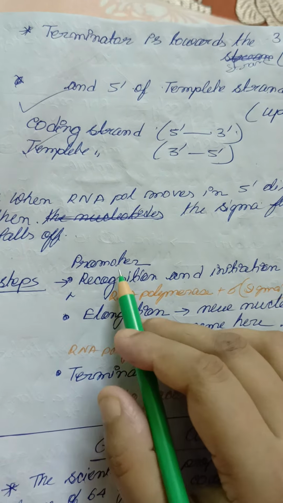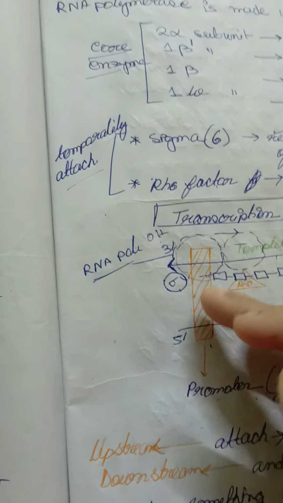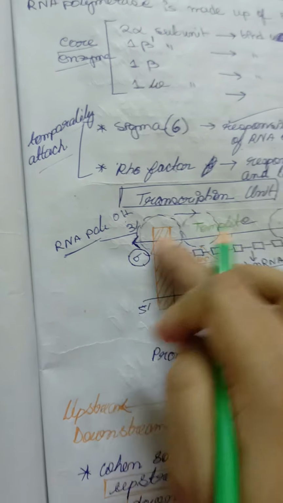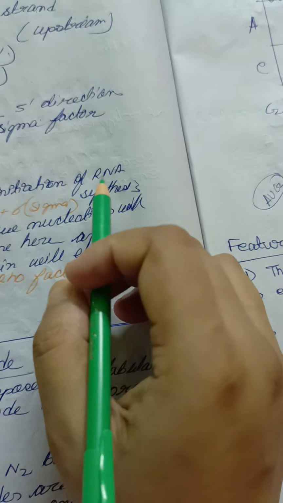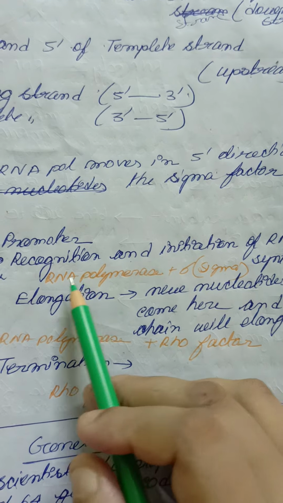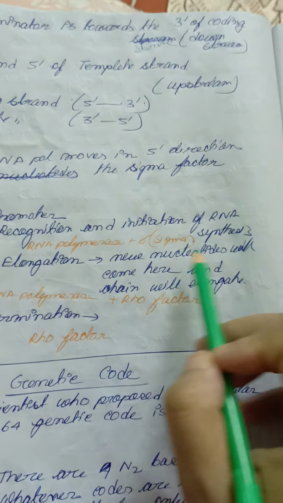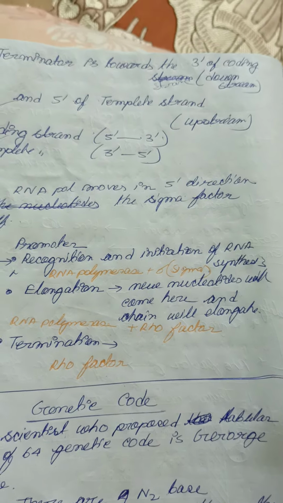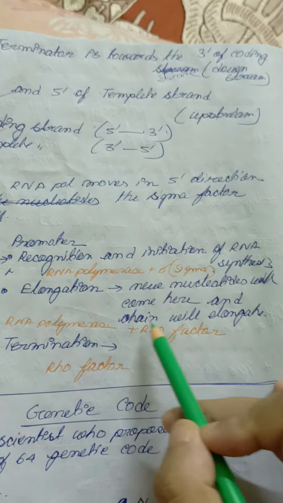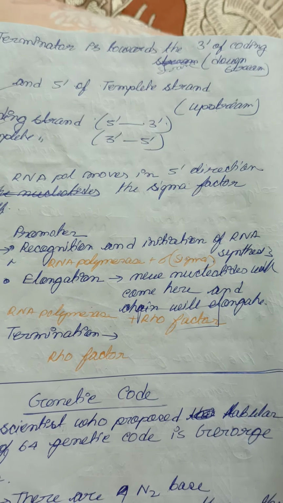Steps. First, promoter recognition. We have learned that the promoter binds at the 3 prime end of the template strand and the 5 prime end of the coding strand. And which enzyme helps here? RNA polymerase with the sigma factor. Then elongation, new nucleotides come here and the chain will elongate. Which enzyme will help here? RNA polymerase, but with the rho factor, right? Rho factor is responsible for termination and elongation.